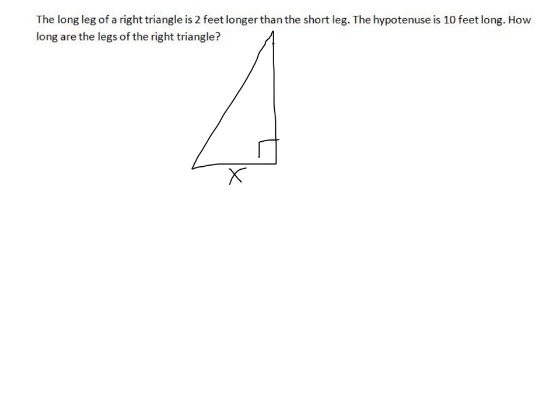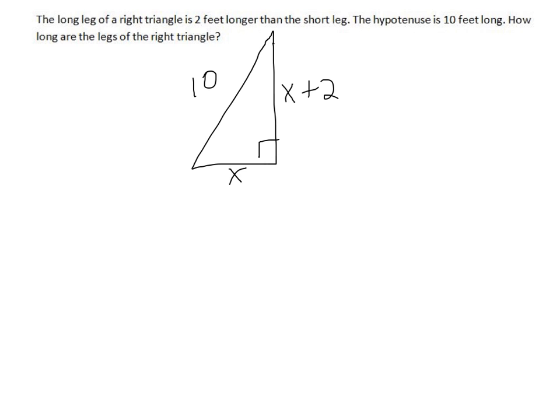Now the other one, the long leg of a right triangle is 2 feet longer than the short leg. If the short leg is x, the long leg would be x plus 2, 2 feet longer. The hypotenuse is 10 feet. This completes our picture of our right triangle. The question is, how long are the legs of the right triangle?